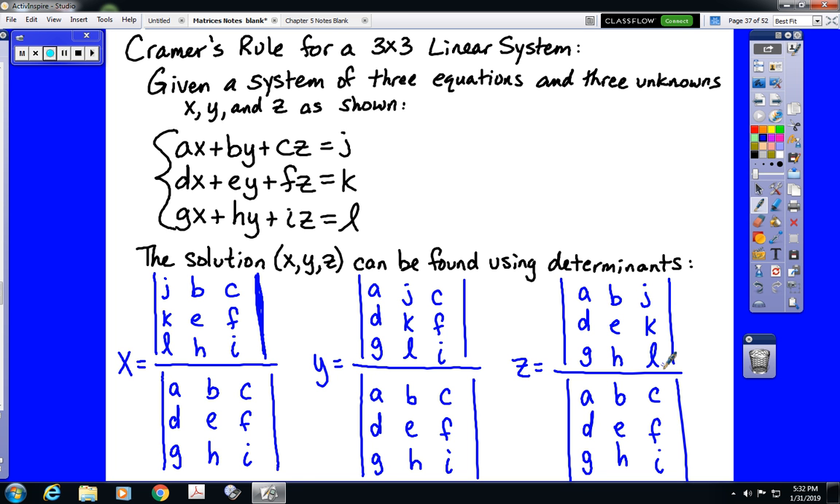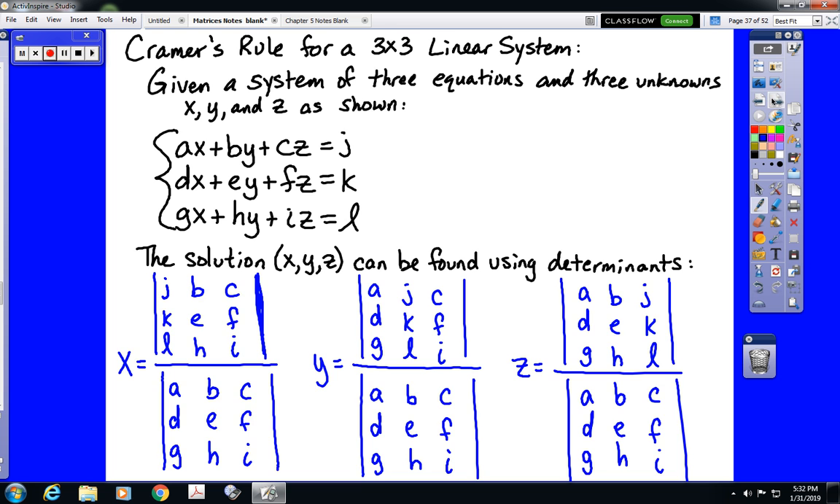So this is a significant amount of work, but it's really not that bad. It's 4 3 by 3 determinants because we have to do the top determinant for each of these fractions, and we have to do the bottom determinant 1 time. Once we know that value, we don't need to do it again.